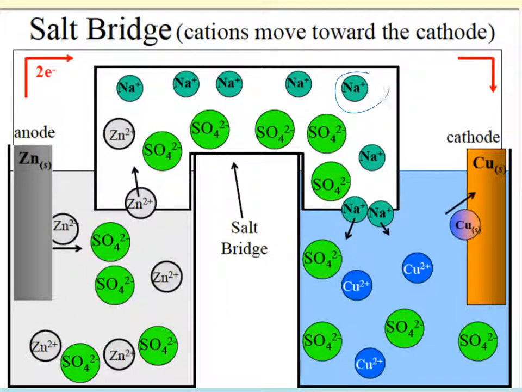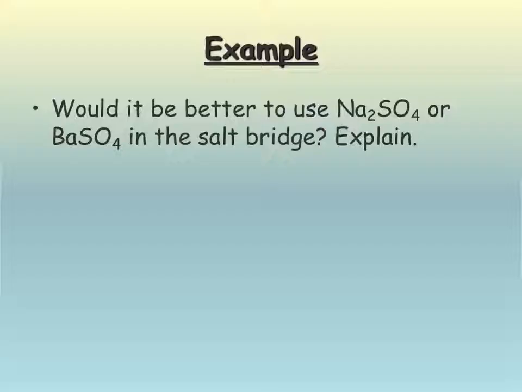Conversely, there are my cations. My cations are my sodiums. My sodiums are going to go towards my cathode, because at my cathode, as you remember, all of the copper 2+ ions are being removed from solution. You have all these excess SO4 2- ions, and so the sodium migrates this way to neutralize all of these SO4 2-. So anions go towards the anode, and the cations go towards the cathode.